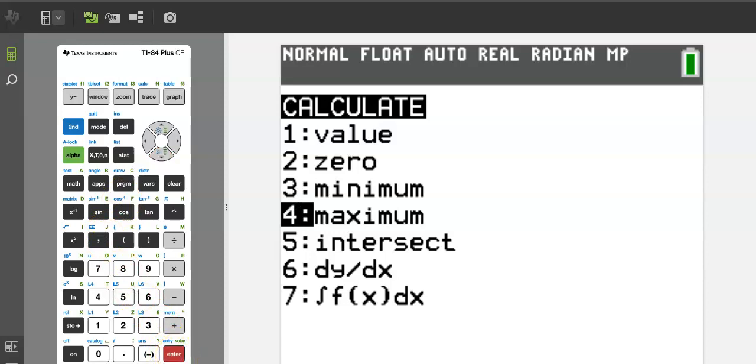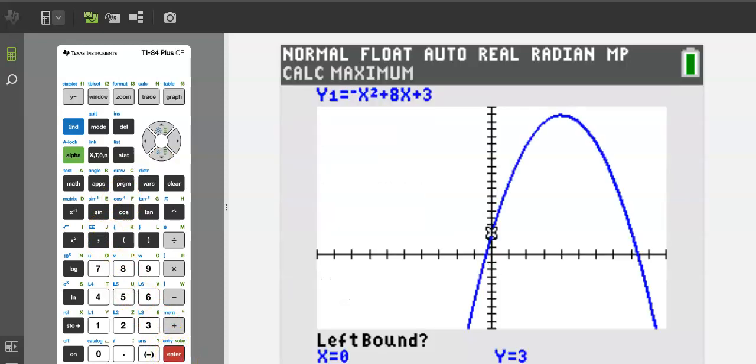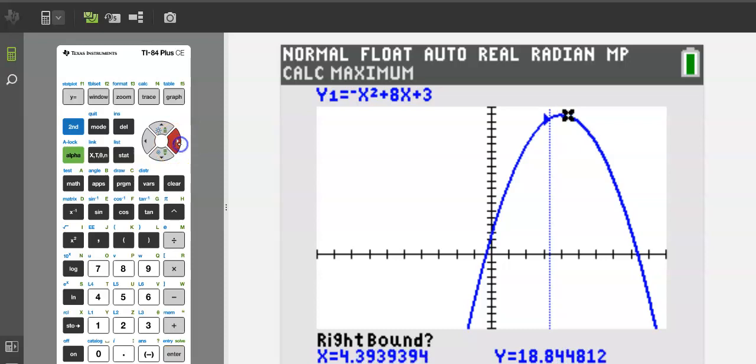Second trace. Go down to maximum. Remember, it asks you 3 questions. Left bound, right bound, and then guess. So I'm going to scroll over just a little bit. And I'm going to set the left bound, enter. And I'm going to scroll over. I'm going to set the right bound, enter. And now I'm going to scroll where I think it's at and hit enter.